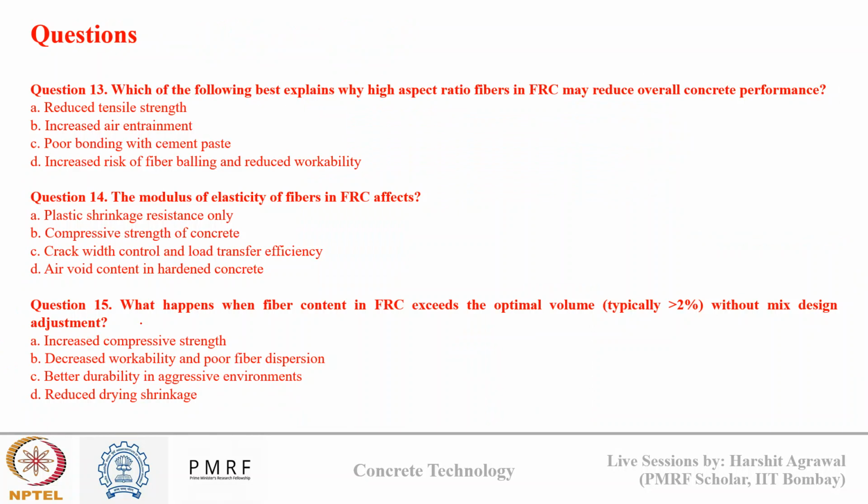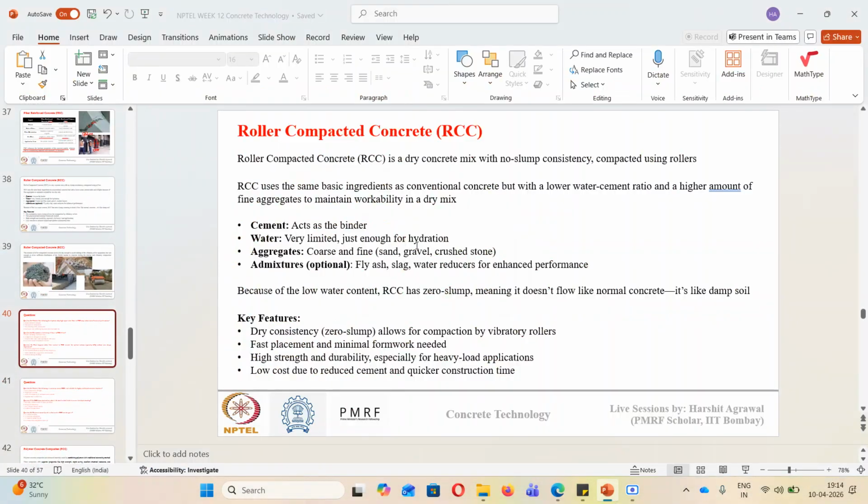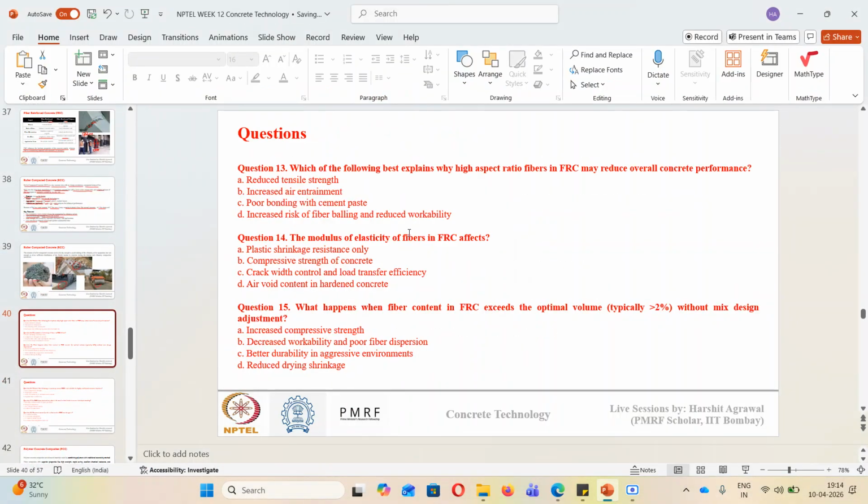Now, based on your understanding about fiber reinforced concrete and roller compacted concrete, just answer these few questions. Question number 13 says, which of the following best explains the high aspect ratio fibers in FRC and why they may reduce overall concrete performance? So if we use a very high aspect ratio, the length to diameter ratio of fibers in the FRC, how can they reduce the overall concrete performance? Can anyone tell me?